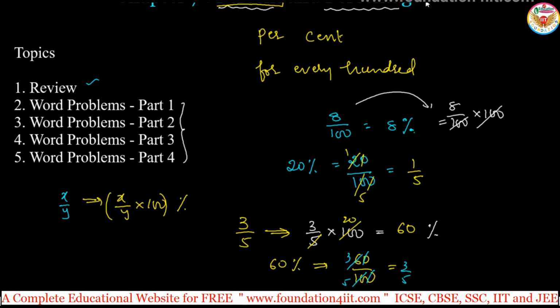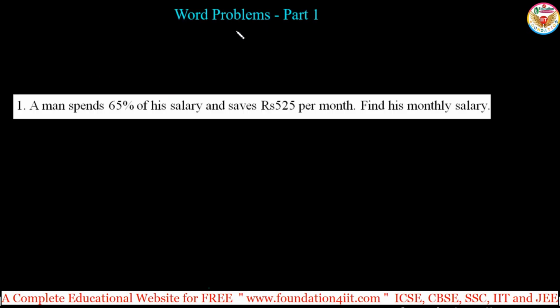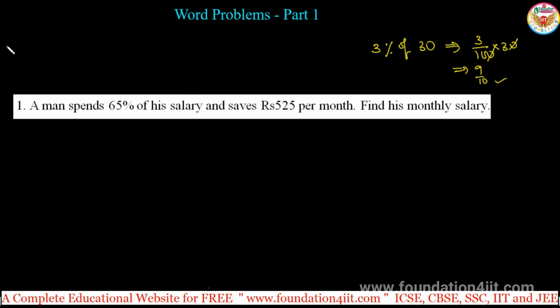Let us start the word problems one by one now. We'll see the word problems part 1. Before starting, for example, if you notice a question like 3% of 30, we can write 3 percentage as 3 by 100 into 30. This we can calculate: the zeros cancel, 3 threes are 9 by 10. So 9 by 10 is 3% of 30. We need to apply those concepts in the problems also.